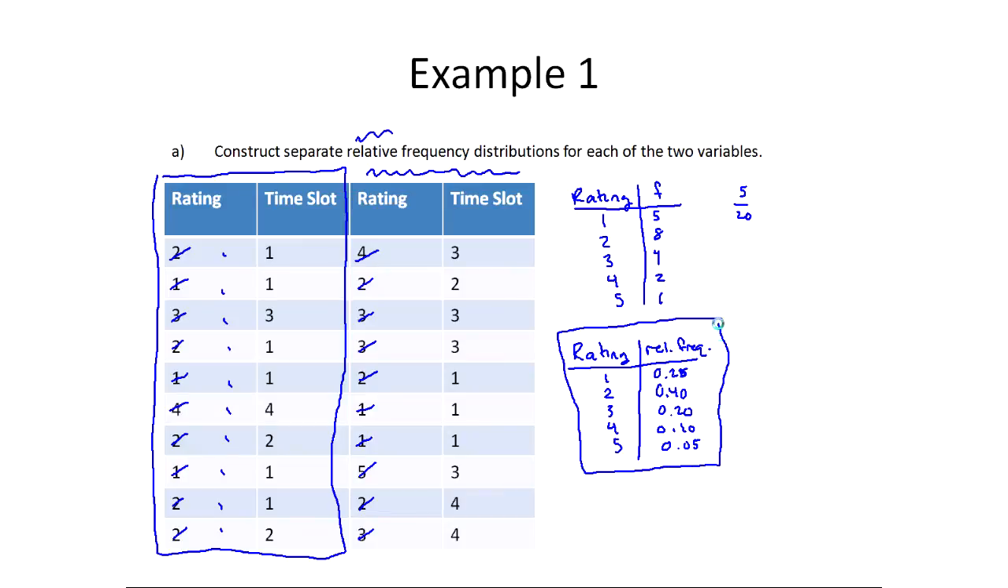And so this would be a relative frequency distribution for the ratings. You would do the exact same thing for time slot. Time slots went from 1 through 4, so you would start out with time slot, and do 1, 2, 3, 4, and then do your frequency, and then you can find your relative frequency. So I'll just do it for rating since for time slot it's a similar idea. So this is looking at the variables separately, but sometimes we want to look at them together.